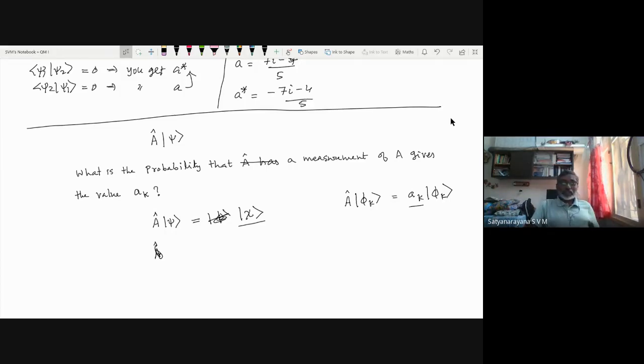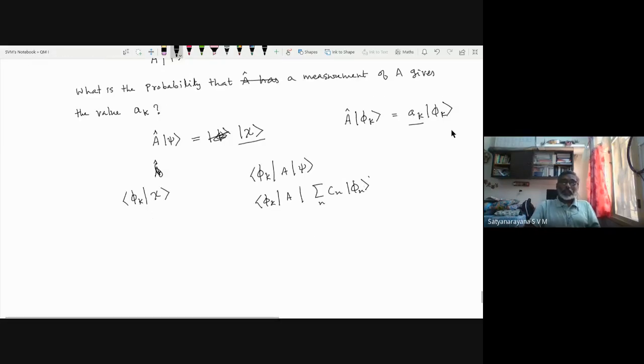Now you can ask a question: what will be the projection of this chi on this wave function phi k? In other words, it is like you ask a question: what is phi k, A acting on psi? But now you can say that this can be written as phi k A. Now this psi I can write as sum over n Cn phi n.